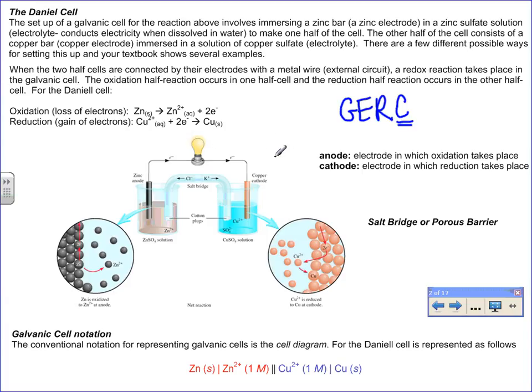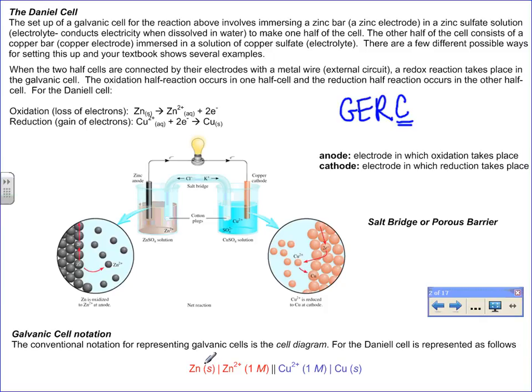Now we can represent a cell using such a diagram with the beakers and with the anodes and the cathodes, etc. But there's also another notation that we can use that's much simpler, and this is called galvanic cell notation. This notation represents this cell. When you use galvanic cell notation, what you need to do is place the anode on the left-hand side always.